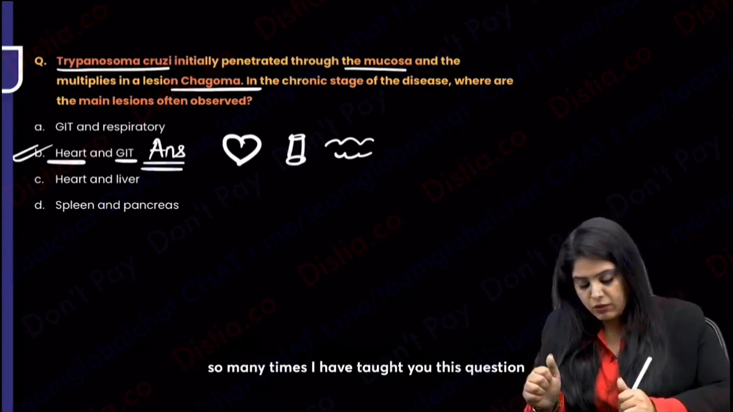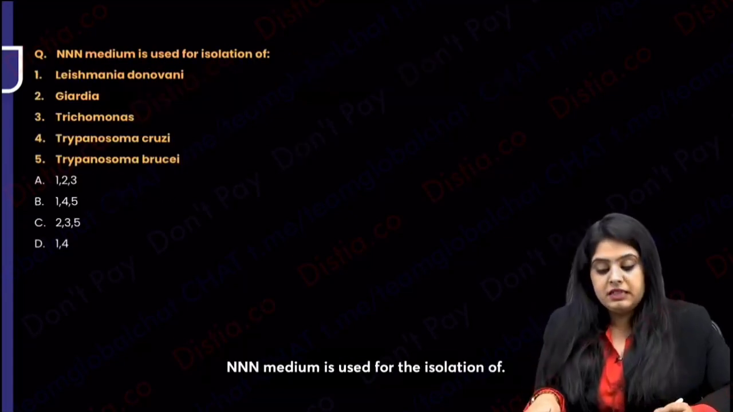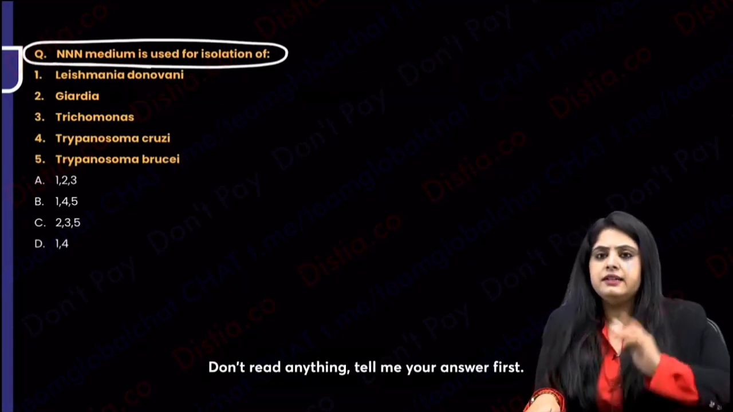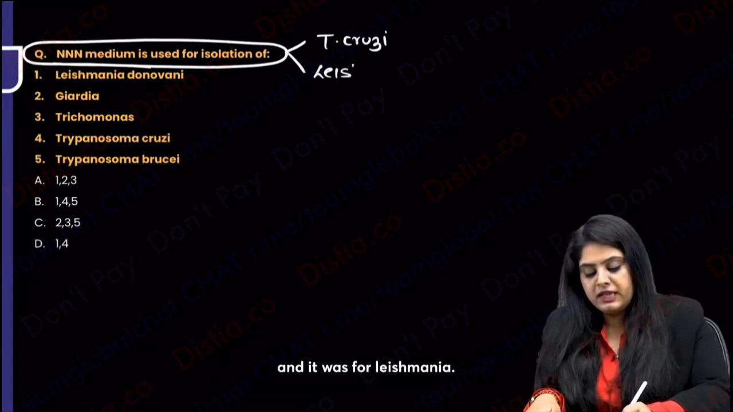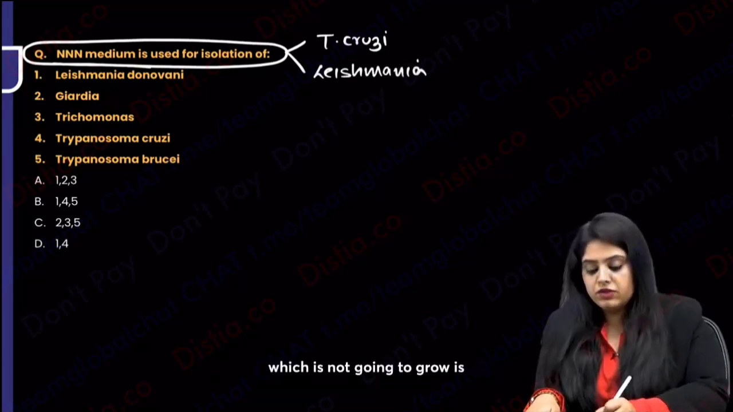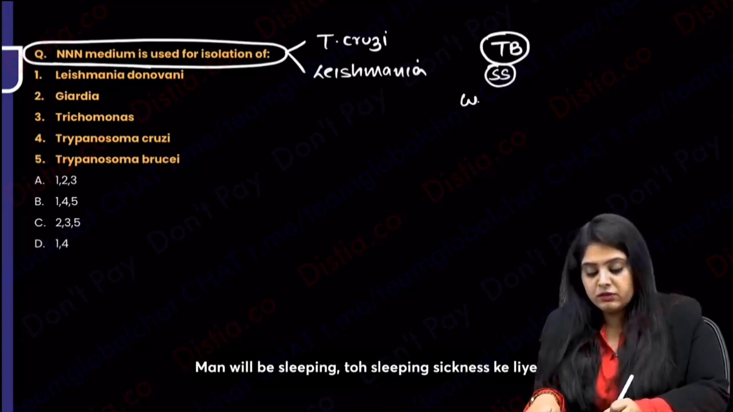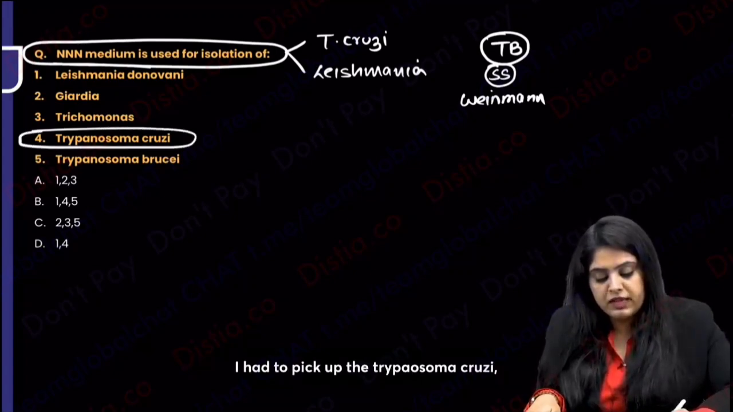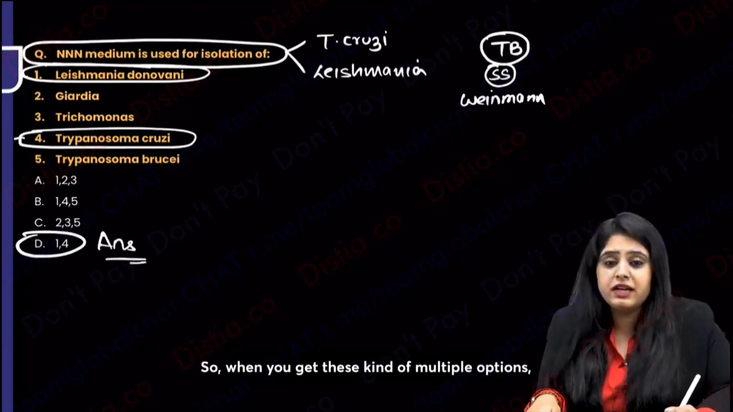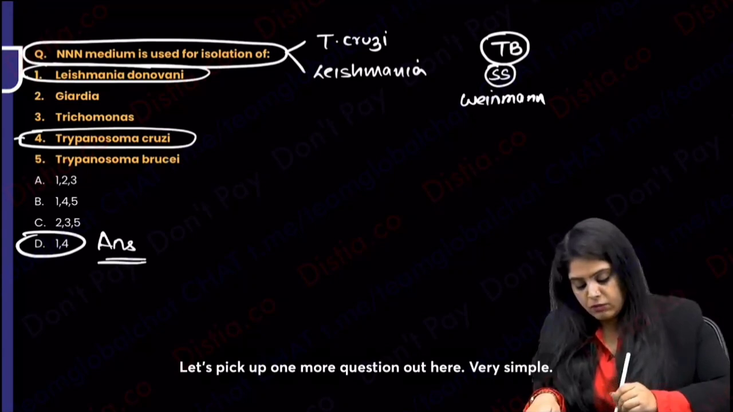Picking up the next question. So many times I have taught you this question and I hope you don't get it wrong. NNN medium is used for the isolation of. Don't read anything. Tell me your answer first. NNN medium was for Trypanosoma cruzi and it was for Leishmania. Only member of this entire chapter which is not going to grow is Trypanosoma brucei, because I told you sleeping sickness. Man will be sleeping. So for sleeping sickness it would be Weinmann medium, right? So here I had to pick up Trypanosoma cruzi and Leishmania donovani, 1 and 4, and that becomes my answer. So when you get these kinds of multiple options, think of your answer first and then start searching for it. Let's pick up one more question out here.